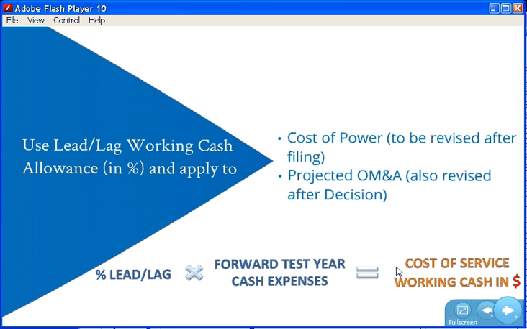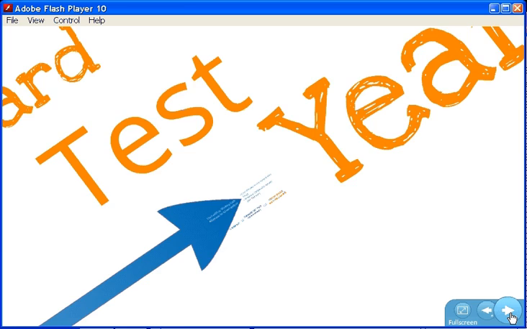When you do your filing, you will use the latest cost of power and also the projected OM&A, so the ones you're asking for in the filing. However, the board expects you before the rate order, therefore at the end of the process, to, A, update the cost of power if there's a new one that's been provided, and also you need to adjust the OM&A if there's been any disallowance from the board with respect to your projected OM&A.